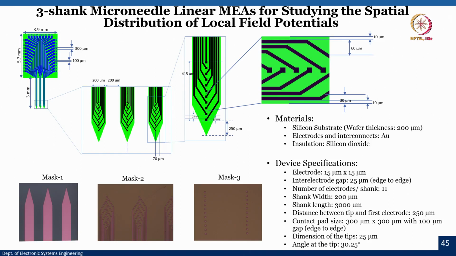Each recording electrode, as you can see here, is close to 15 micrometers, and the spacing between each electrode is 25 micrometers. That means if I zoom in on this one, I have this: 15 micrometers by 15 micrometers, and the distance between two electrodes, with one more electrode here, is about 25 micrometers.